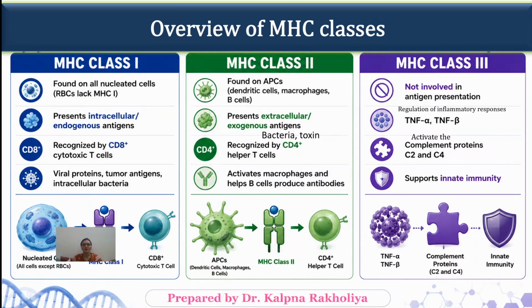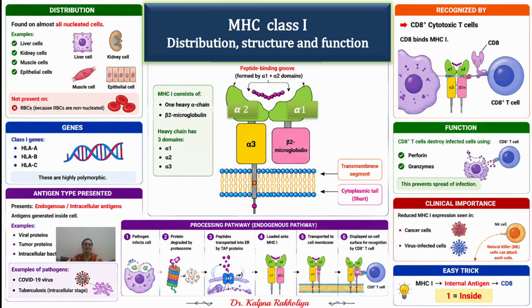This is the overview of MHC class. There are three kinds of MHC molecule: MHC class 1, MHC class 2 and MHC class 3. MHC class 1 and MHC class 2 are involved in presentation of antigen peptide to the T cell, while MHC class 3 does not involve in antigen presentation. Let's discuss in detail about MHC class 1.